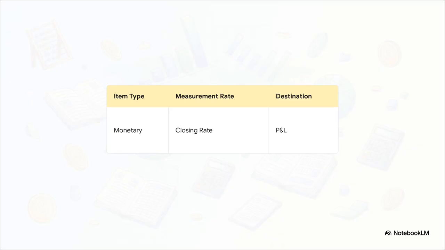The rule here is beautifully simple. At every reporting date, you absolutely must restate your monetary items at the closing exchange rate. Because the rate has moved since day 1, your balance is going to change. You take that difference, which, keep in mind, is an unrealized foreign exchange gain or loss since no actual cash has moved yet, and you dump it straight into your profit and loss account.